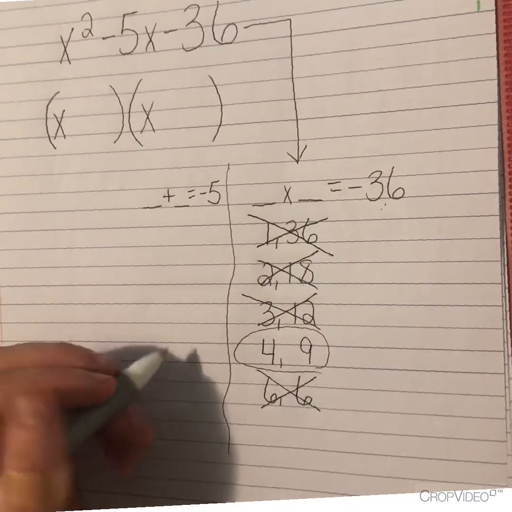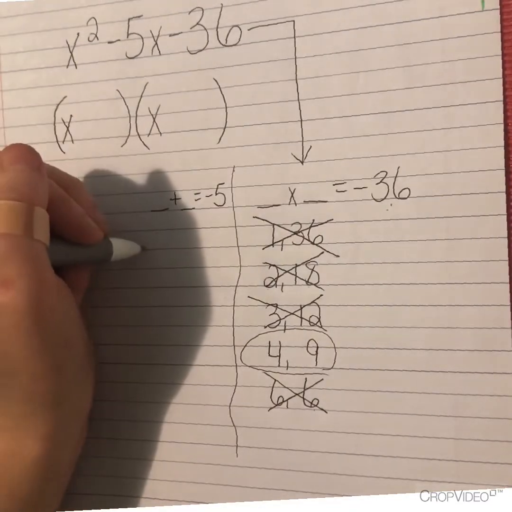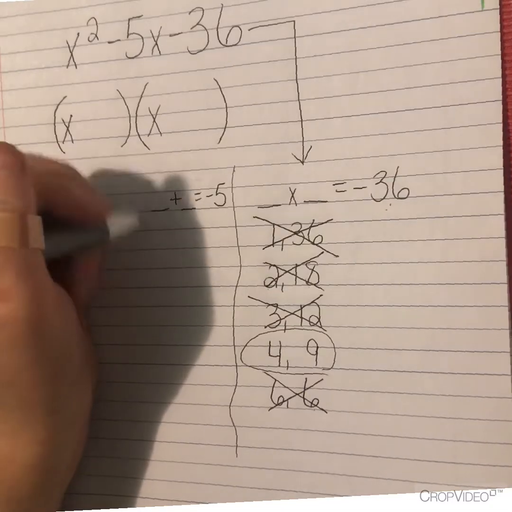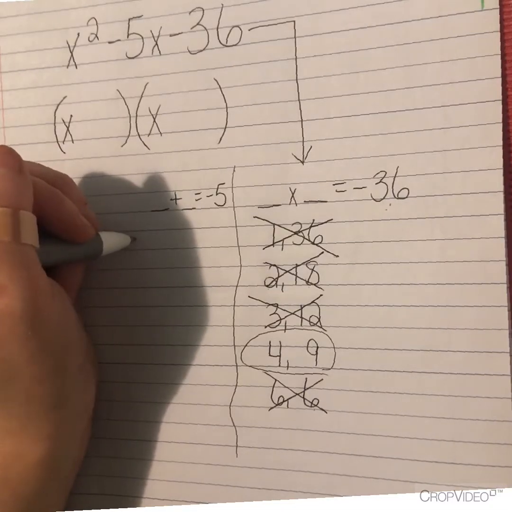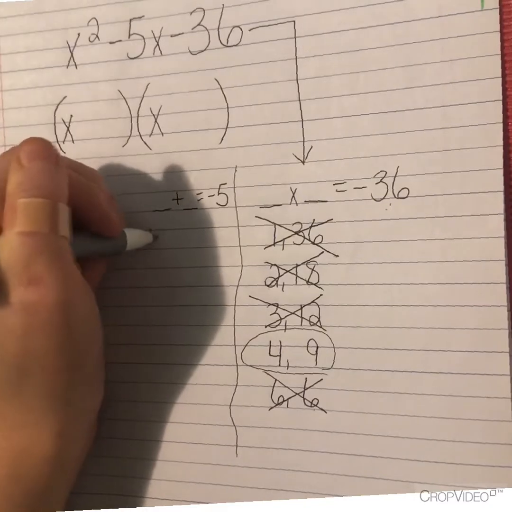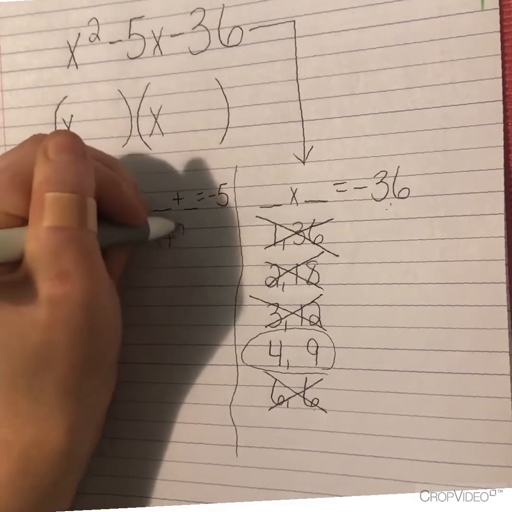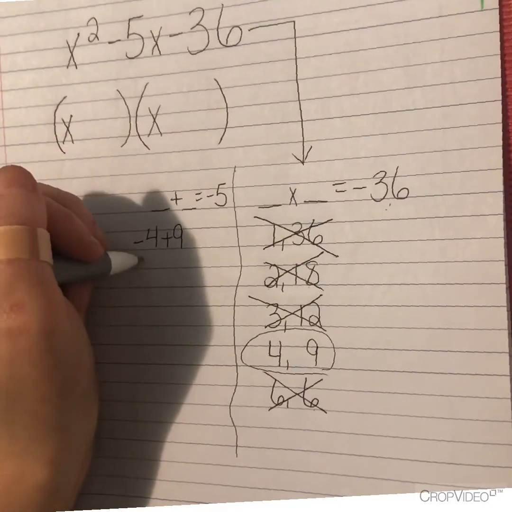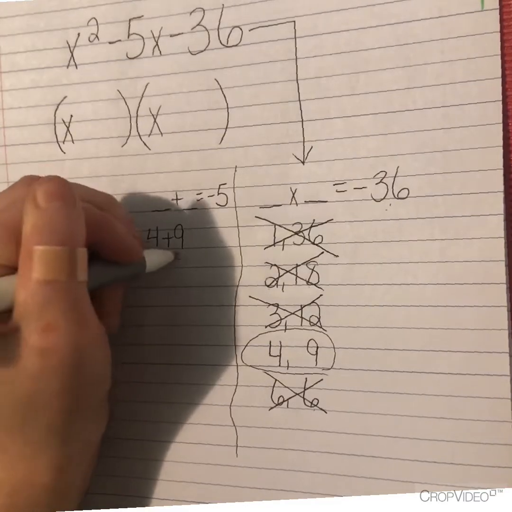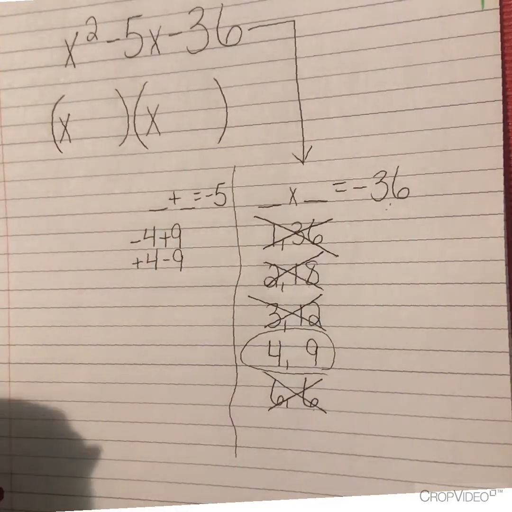But then you just have to think to yourself, do I make the 4 the negative number, or do I make the 9 the negative number? So we just try out both options. Negative 4 plus 9, and then we'll do positive 4 minus 9 and see which one could give us that negative 5.